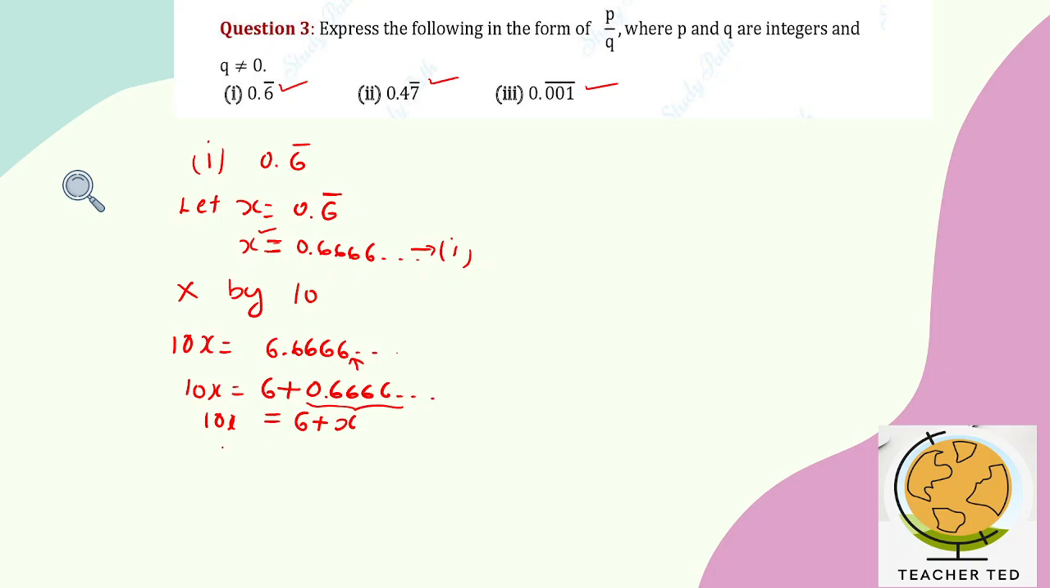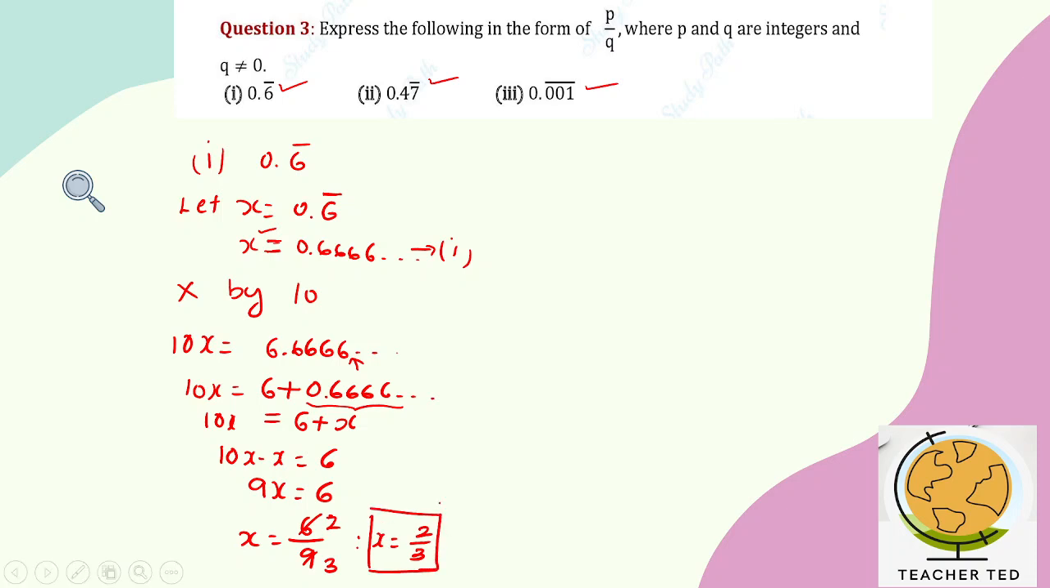Take x to the left hand side. It will become 10x minus x is equal to 6. So 9x is equal to 6, and x is equal to 6 over 9. We can divide by the common factor 3: 3 twos are 6 and 3 threes are 9. So x is equal to 2 by 3. This is the required P by Q form asked in the question. So take up the second one.